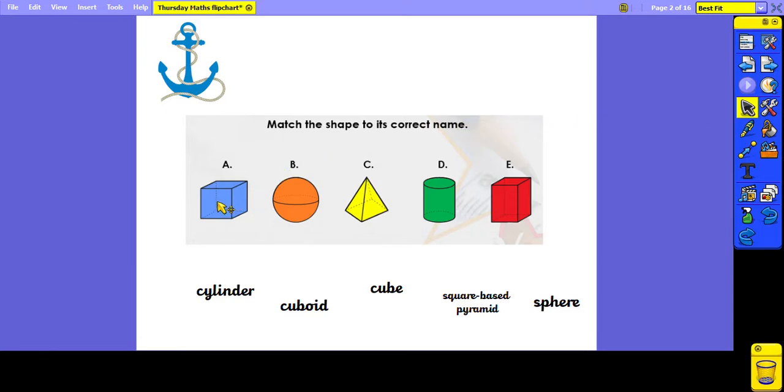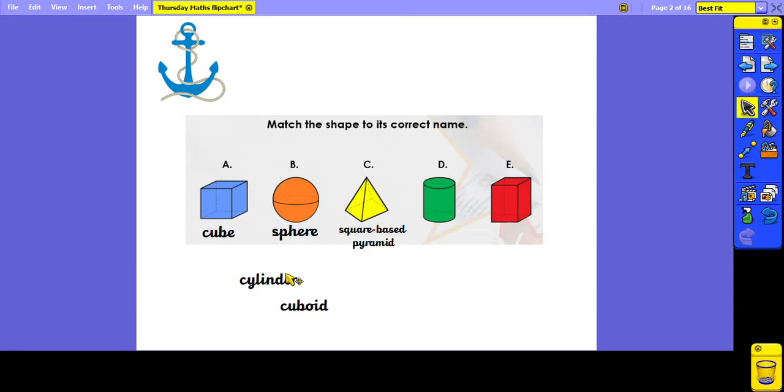So shape A is a cube, B is a sphere, C is a square-based pyramid because the base is in a square shape. Shape D is a cylinder and E is a cuboid.